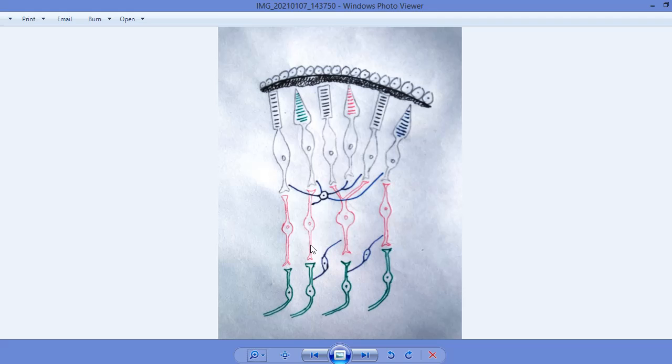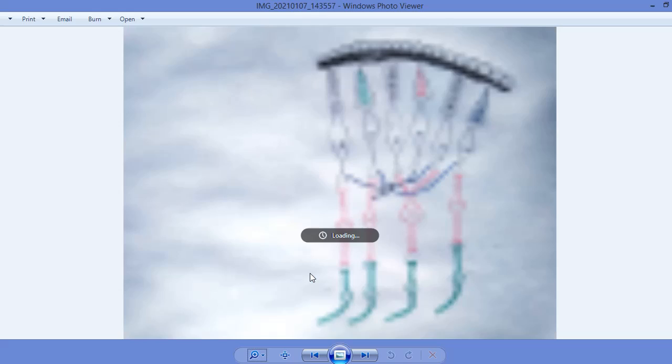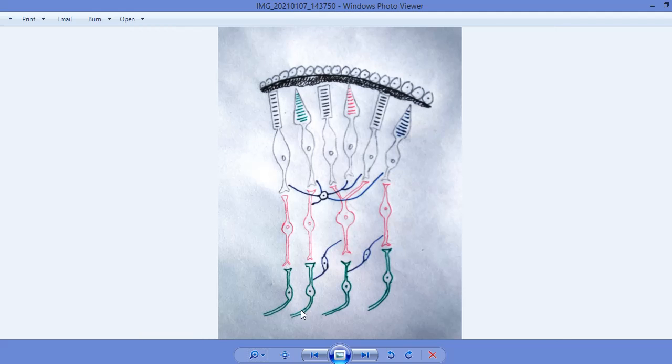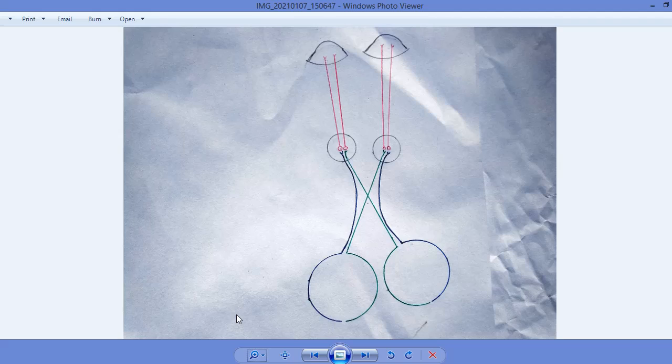Actually, the bipolar cell is connected with the ganglion cell with the help of the synapse, but still there is need of this amacrine cell to further refine the image and to transfer the signal to the ganglion cell. Now what happens when the signal is transferred toward the ganglion, the axons of the ganglion cells combine together to make the nerve fiber, and that nerve fiber is called optic nerve. That optic nerve will travel toward the thalamus, and from the thalamus it will go to the visual cortex.